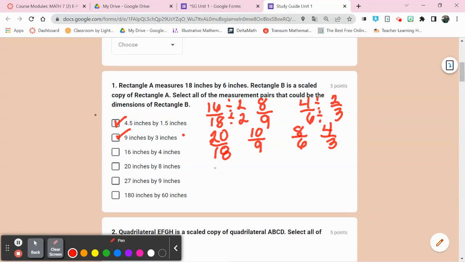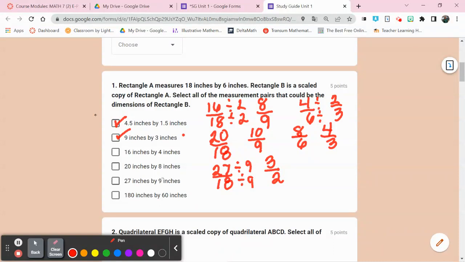Copy over original. 27 over 18. So we need to simplify that. Now, if you're unsure of what numbers to simplify with, if you have an odd and an even, you can always start by 3. And that works 90% of the time. But I know 9 divides into both these numbers. So I'm going to divide the top by 9, the bottom by 9. 27 divided by 9 gives me 3. 18 divided by 9 gives me 2.